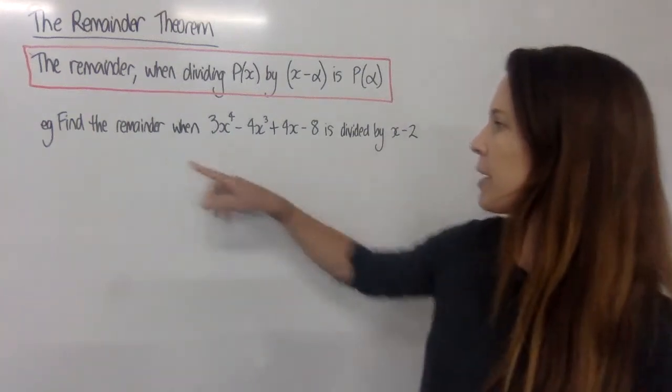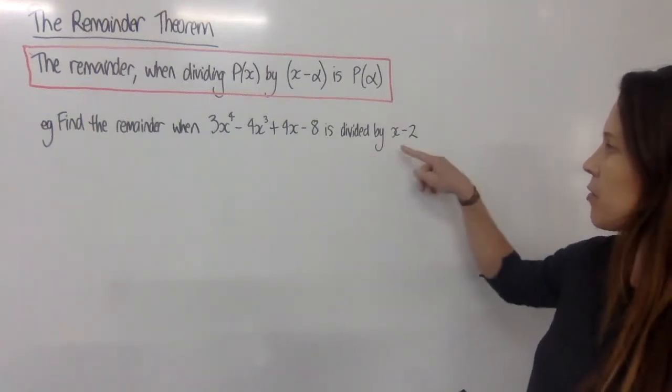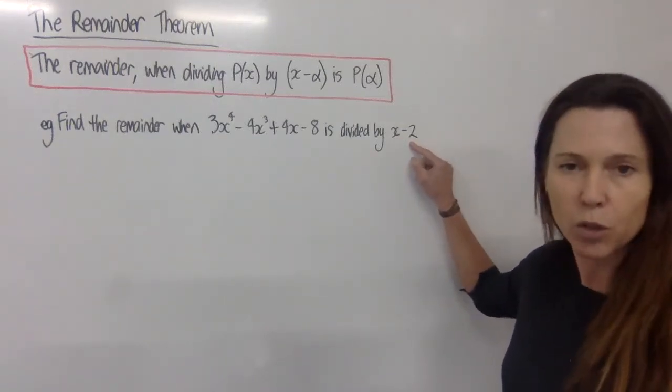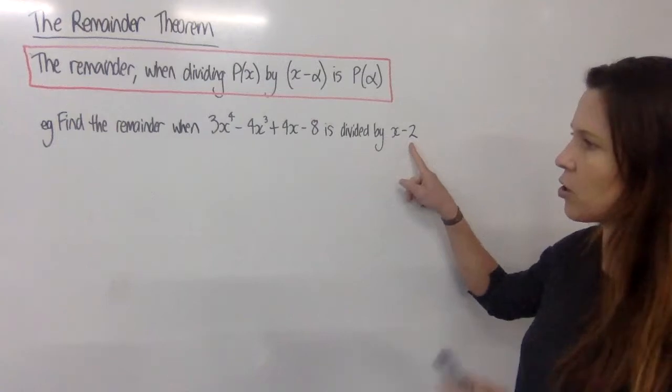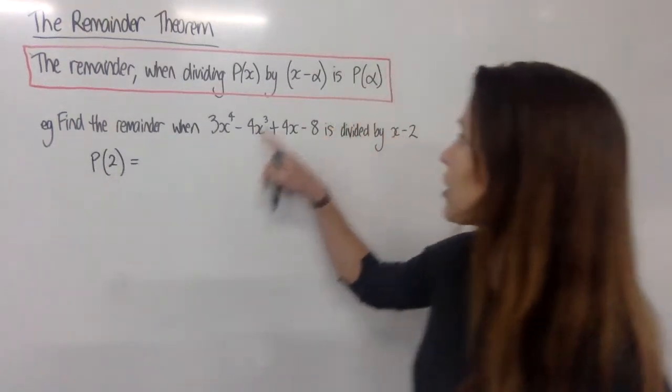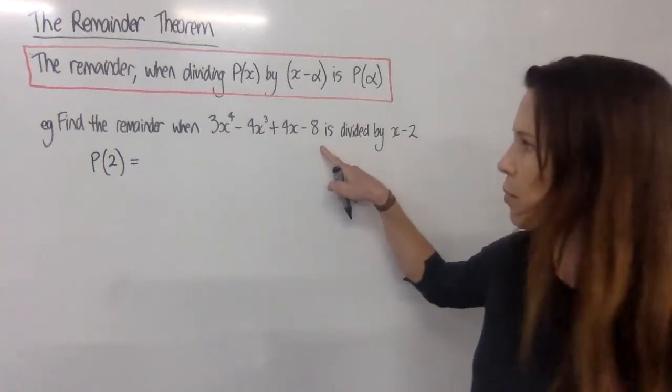So find the remainder when this polynomial is divided by x minus 2. Well, in this case, alpha is 2. So if alpha is 2, then we just need to find p of 2. And that means subbing 2 into this polynomial.